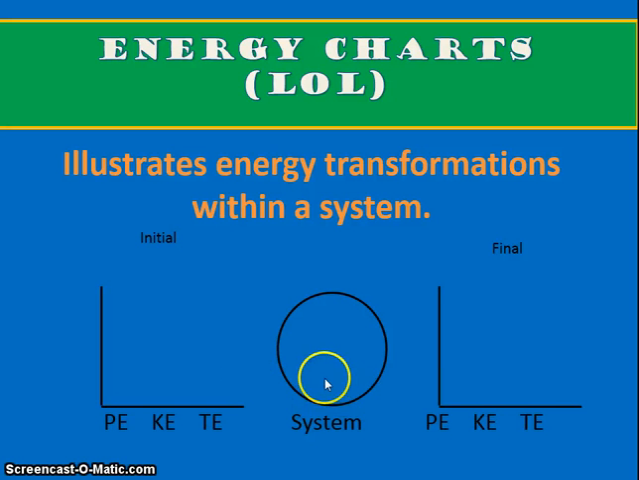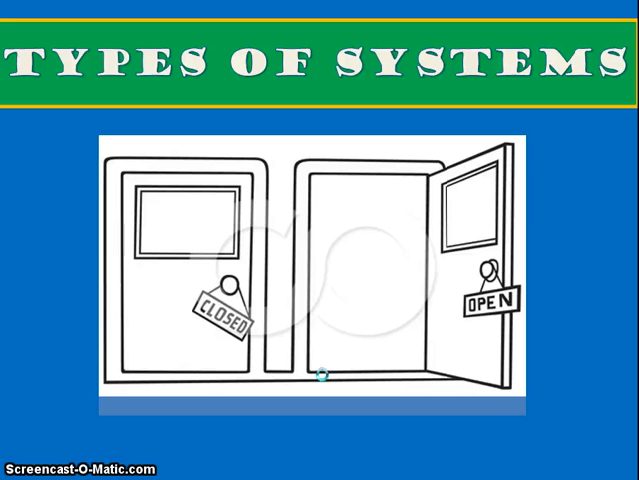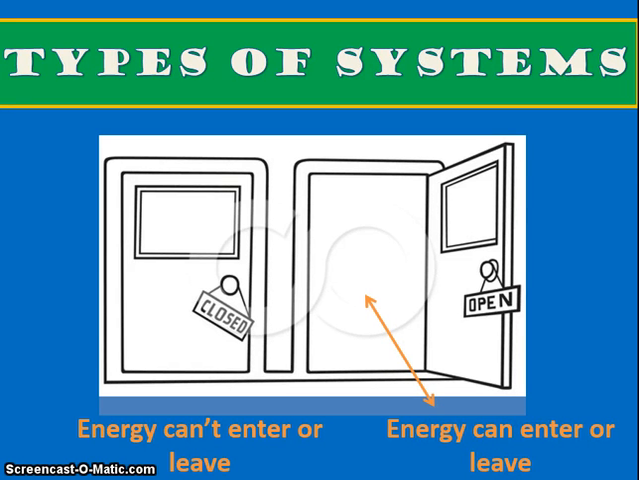A system. Let's talk about that word real fast, because there's two different types of systems. There are closed systems, and if you look here to the left, when a door is closed, can you go in and out? Well, no, you can't. So neither can energy. Energy can't enter or leave a system if that system is closed. Here, the door is open, and when a door is open, can you go in and out? Well, sure, and so can energy. So energy can enter into a system that is open or leave a system that is open.